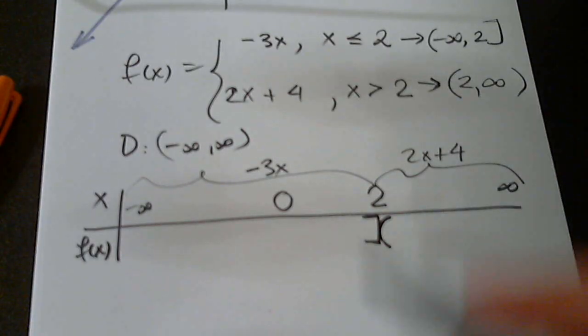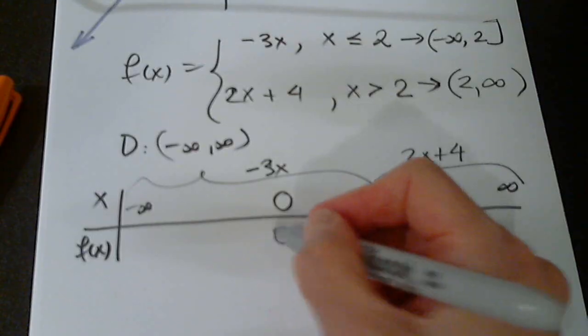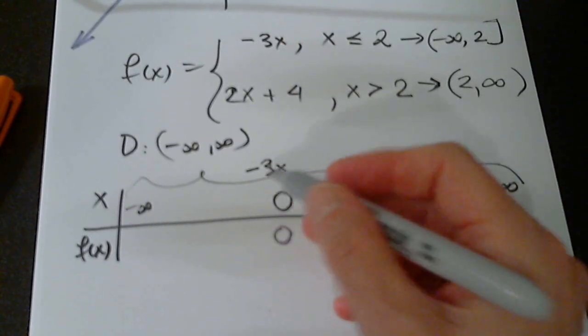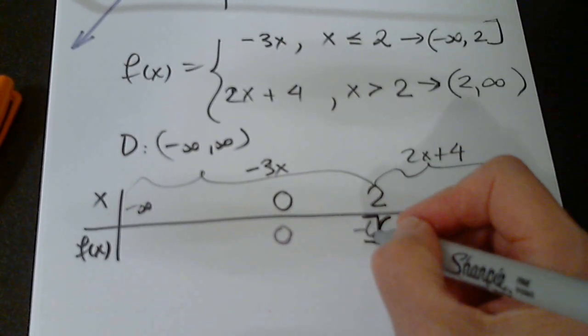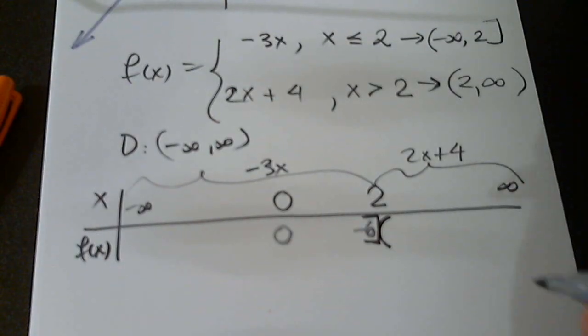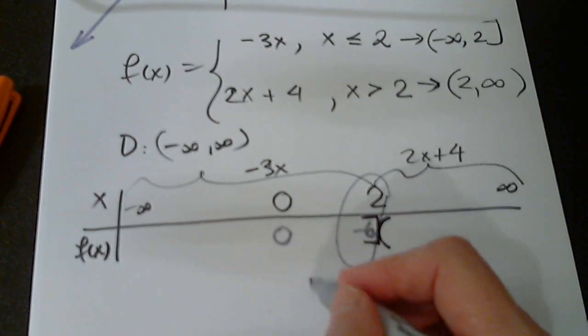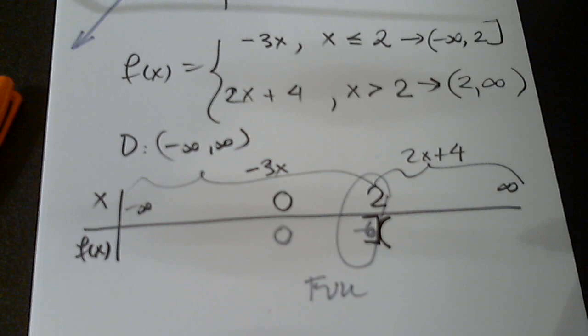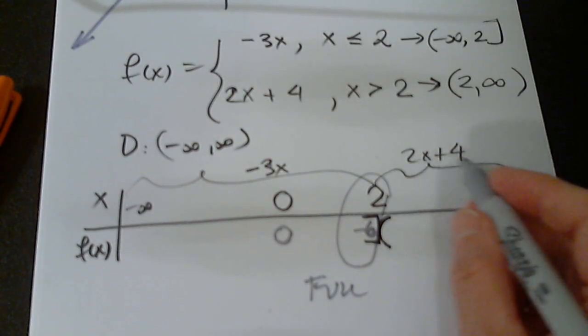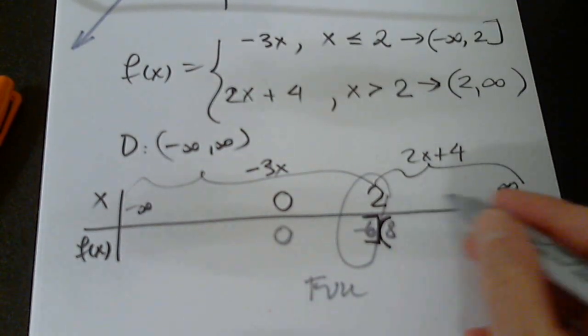Okay, so in 3x, I get 0. 3x and negative 3x, I get negative 6 inside the bracket. Make myself a note, full. 2 in here, 4 plus 4 is 8. And I have to pick another.